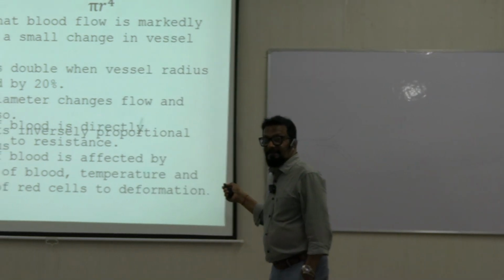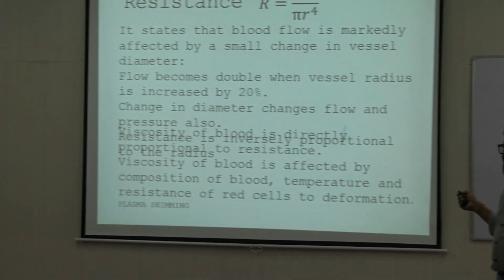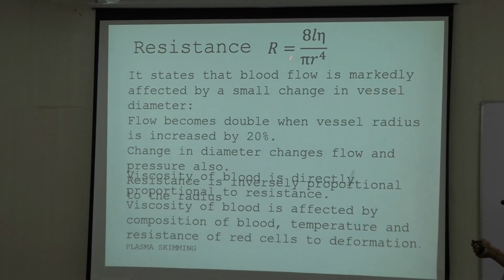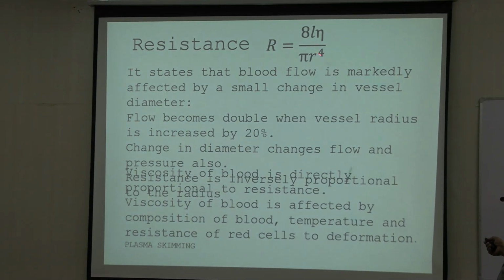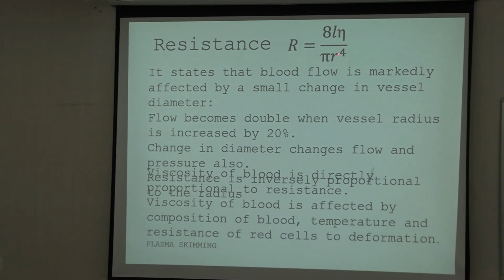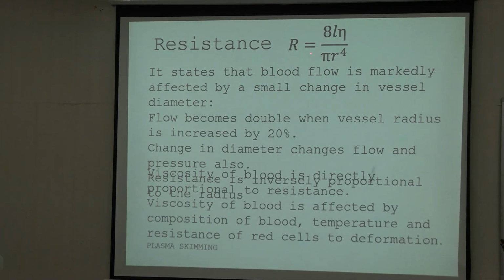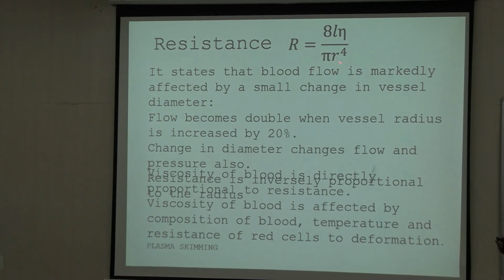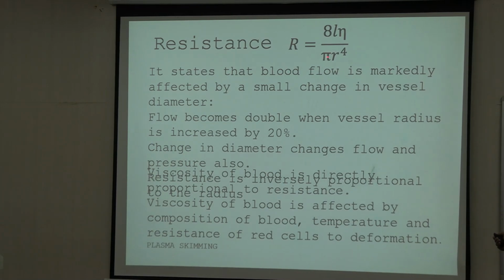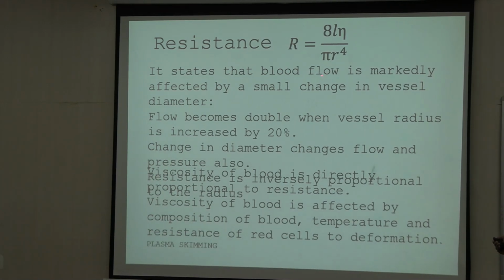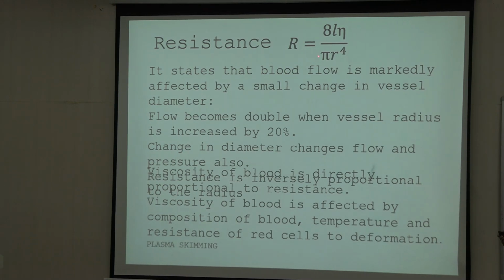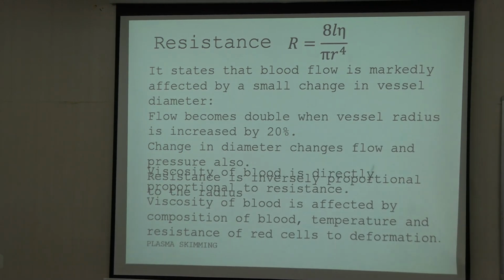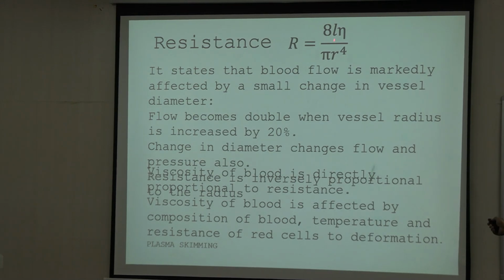You will get this value, isn't it? Did you get this? You will get R is equal to 8 times L, where L means length of the vessel, times the viscosity, divided by the radius of the blood vessel. So you can see the relation between this and this. What type of relation? Direct or inverse? These are directly related to this. So these are the factors: length, viscosity and diameter.